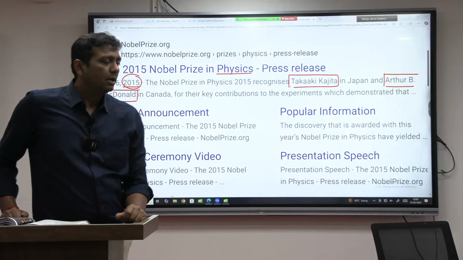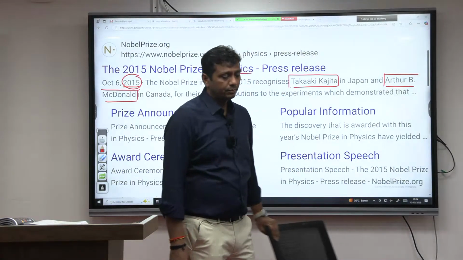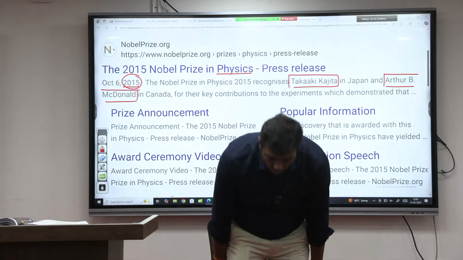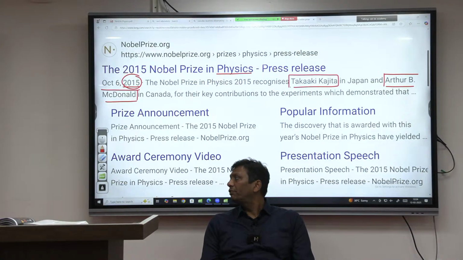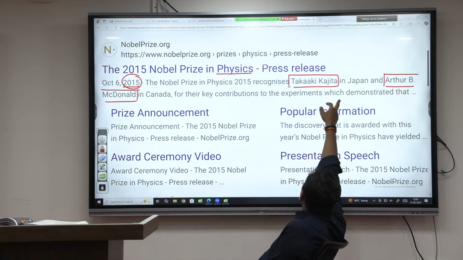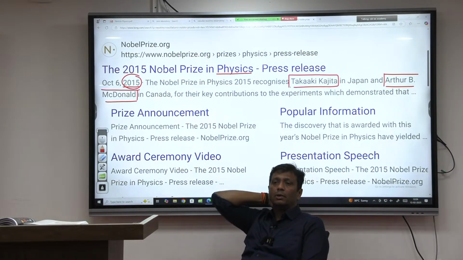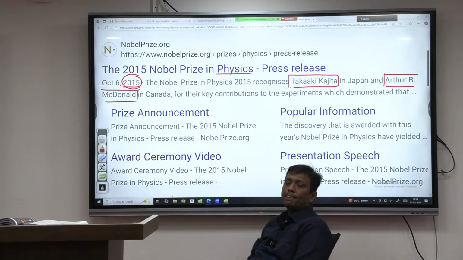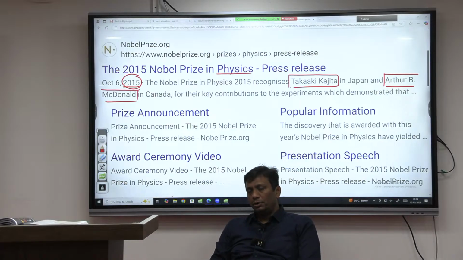So the right statement: the 2015 Physics Nobel Prize was awarded to Takaaki Kajita and Arthur B. McDonald for the study of neutrino oscillation, and they found that neutrinos are not massless.